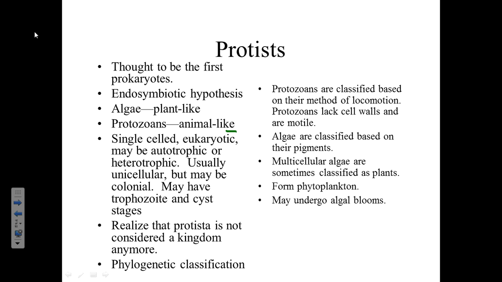There are animal-like protists, and there are plant-like ones. And we'll talk about those two in a minute. But regardless, they're all eukaryotic. And those are about the only two things they have in common. Single-celled and eukaryotic.